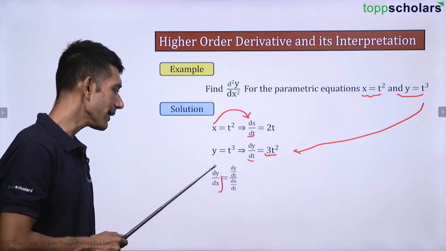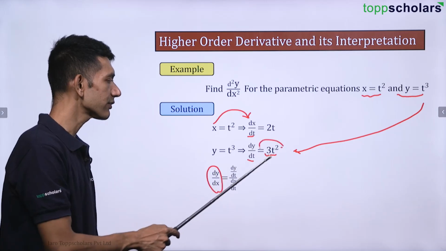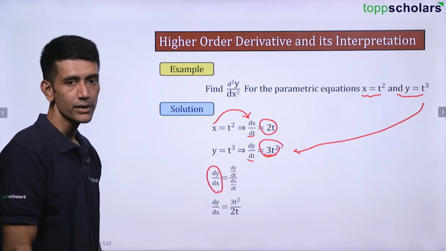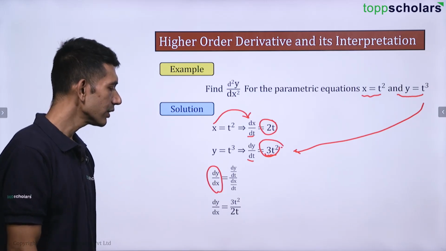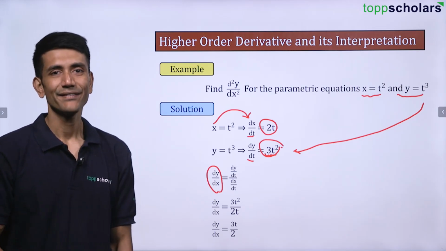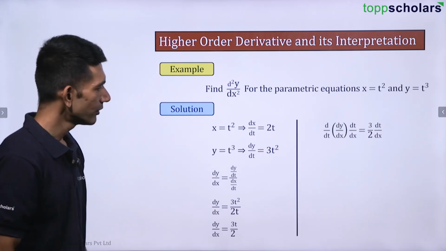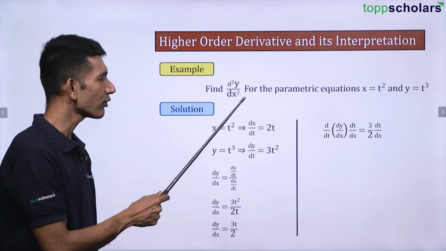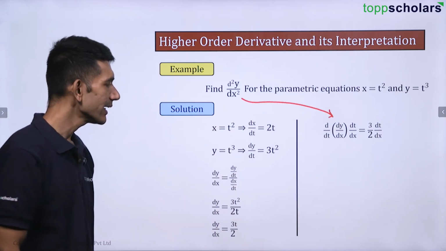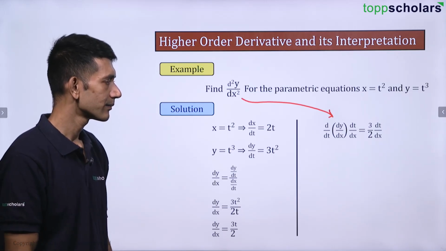Let us find out dy by dx first. That is this divided by this. So that becomes 3t square by 2t. T will get cancelled. You get 3 by 2t. Now you take the derivative once again. So you can see here, the second order derivative will be 3 by 2 dt by dx, isn't it?